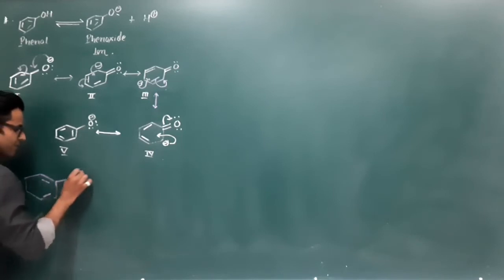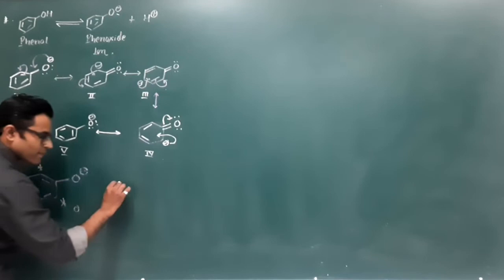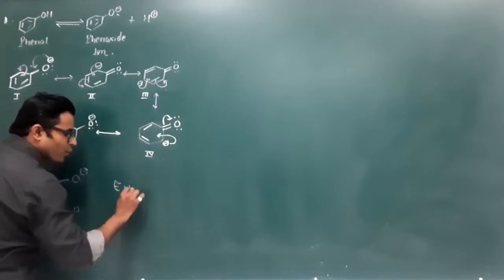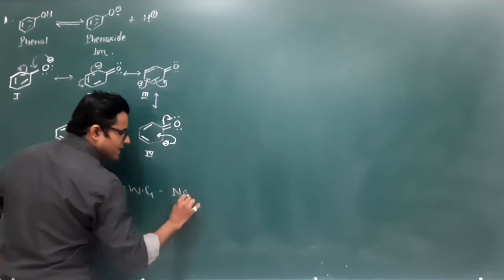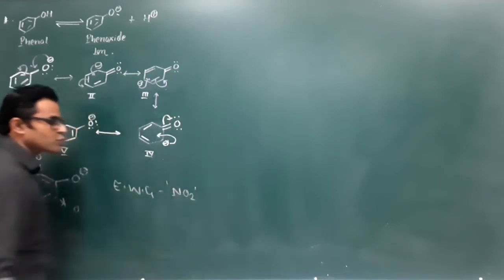Let's say this is the phenoxide ion that we have, right? Now, at two positions, mainly the para position and the ortho positions. These are the ortho positions, this is the para position. Am I right with this? Now, in case we attach any electron withdrawing group, such as an NO2 group.